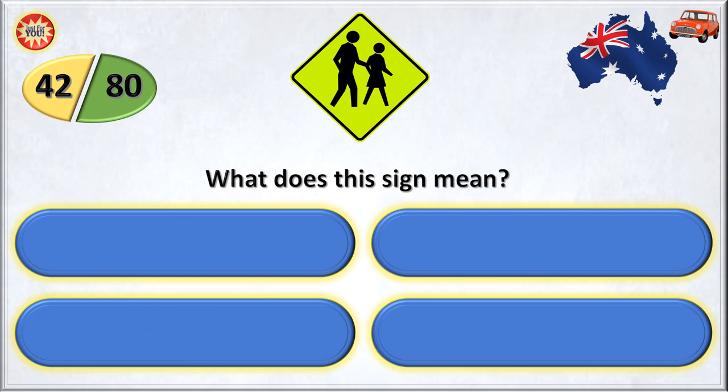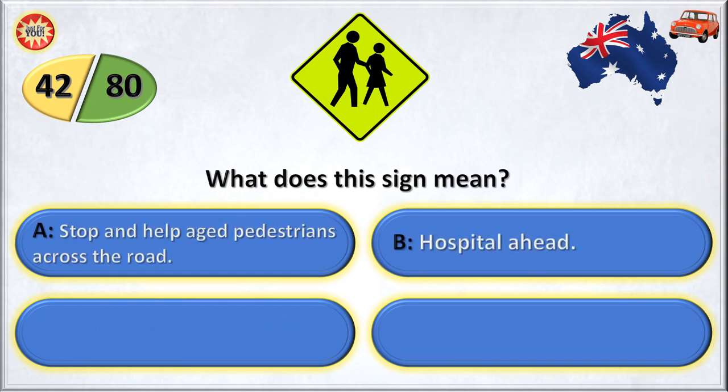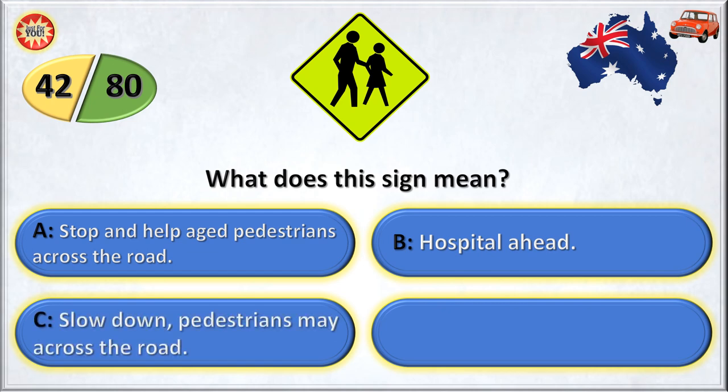What does this sign mean? Stop and help aged pedestrians across the road. Hospital ahead. Slow down, pedestrians may cross the road. Slow down, children may cross the road.